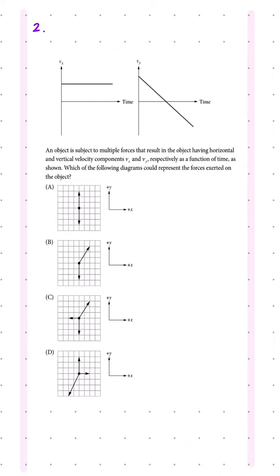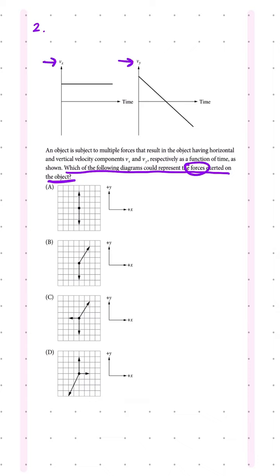All right, let's look at a quick graph problem. We can see that we're given the velocity in the x direction and velocity in the y direction of an object. And the question they're asking us for this is, which of the following diagrams could represent the forces exerted on the object? We need to understand the relationship between velocity, the variable on the y-axis of the graph, and forces.